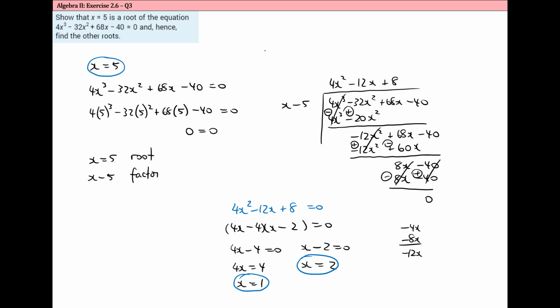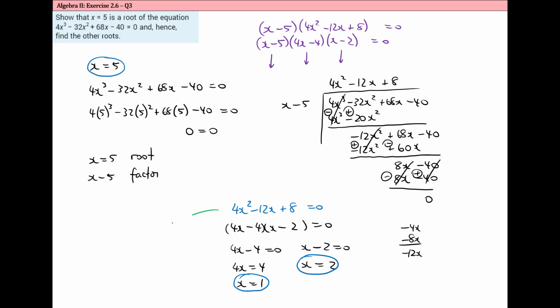One way we could write this if we want, we could have said that because this cubic expression equals 0, we could have said that the product of x minus 5 and 4x squared minus 12x plus 8 is also equal to 0, and then we could have done the factorization here, 4x minus 4 on x minus 2 equals 0, and then let each bracket equal 0 just to find the three roots.